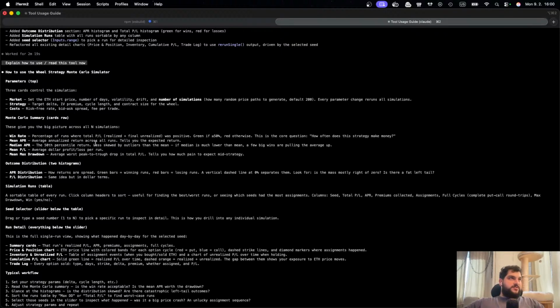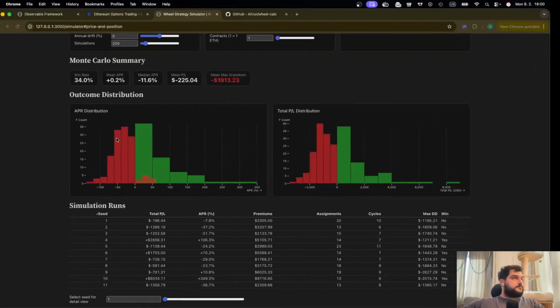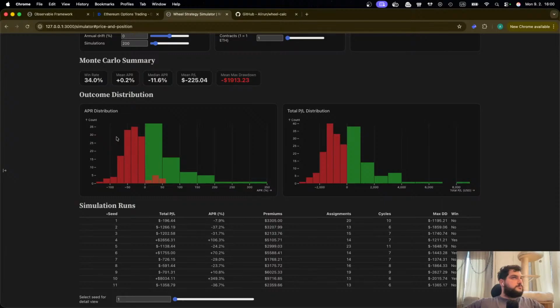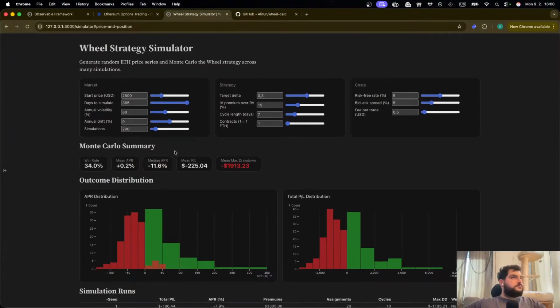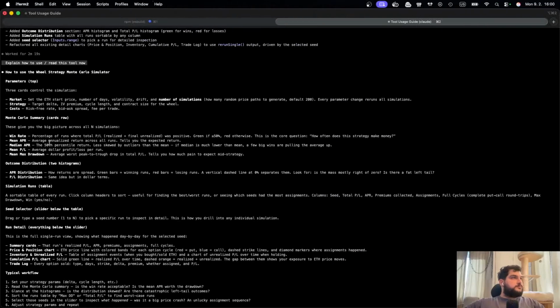Average annualized return across all runs tells you the expected return. Median APR is the 50th percentile return, less skewed by outliers than the mean. If median is much lower than mean, a few big wins are pulling the average up.